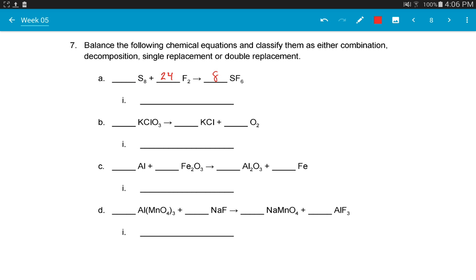We have 2 pure elements reacting to form a compound. This is a combination reaction.